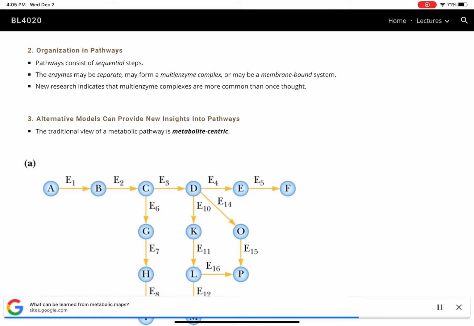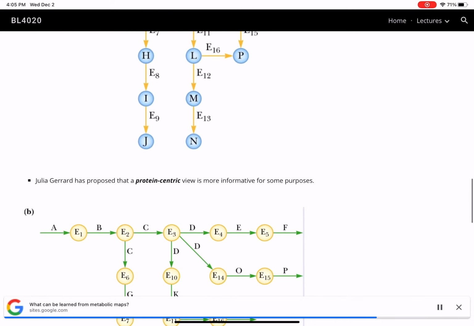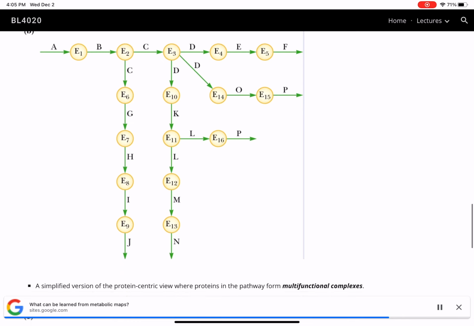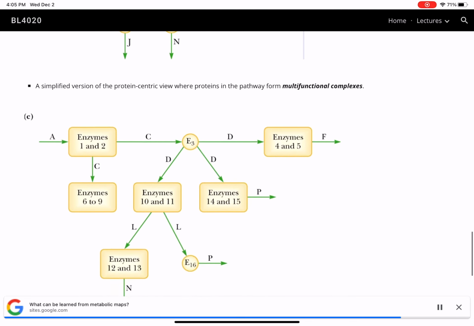The traditional view of a metabolic pathway is metabolite-centric. Julia Gerard has proposed that a protein-centric view is more informative for some purposes. A simplified version of the protein-centric view where proteins in the pathway form multifunctional complexes.